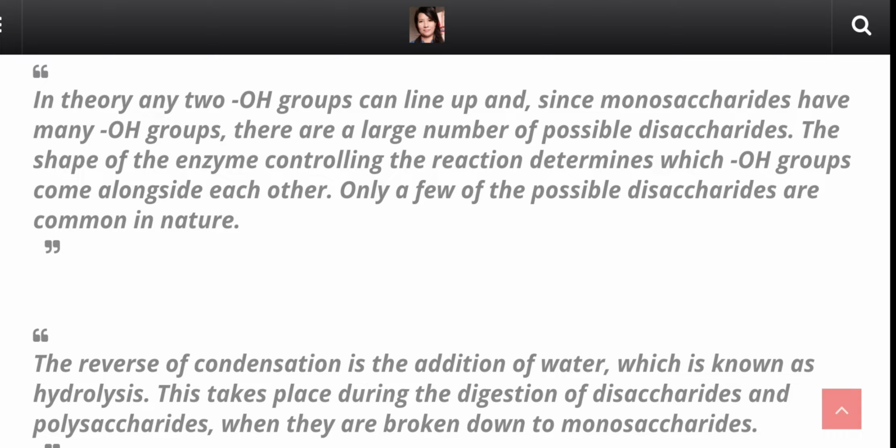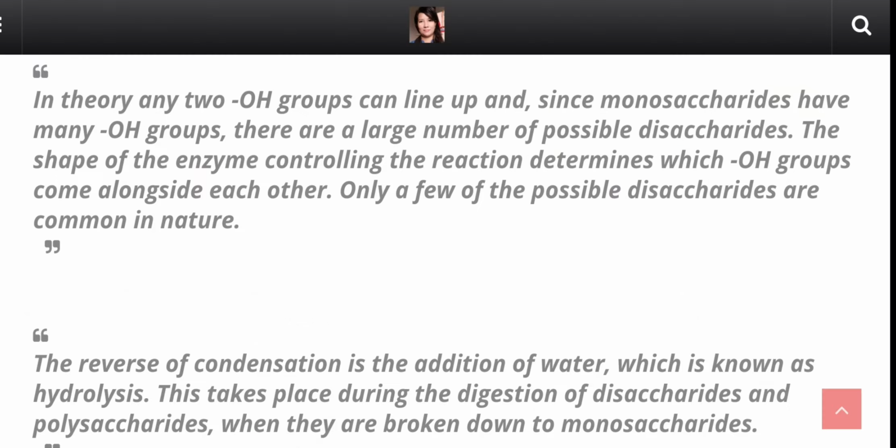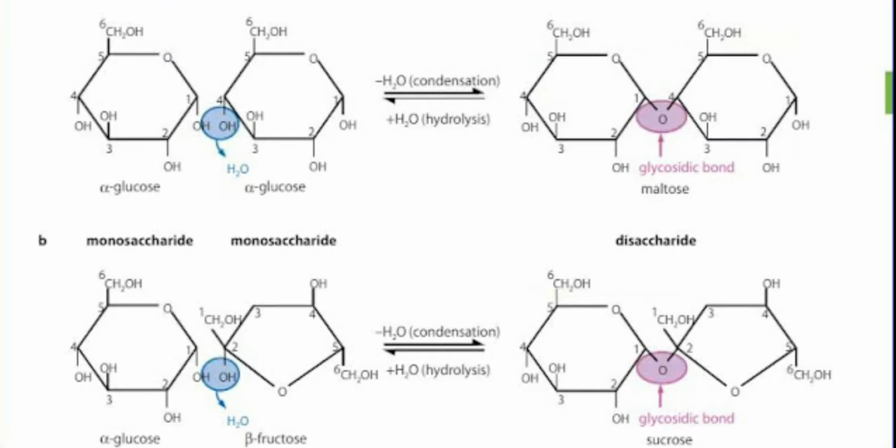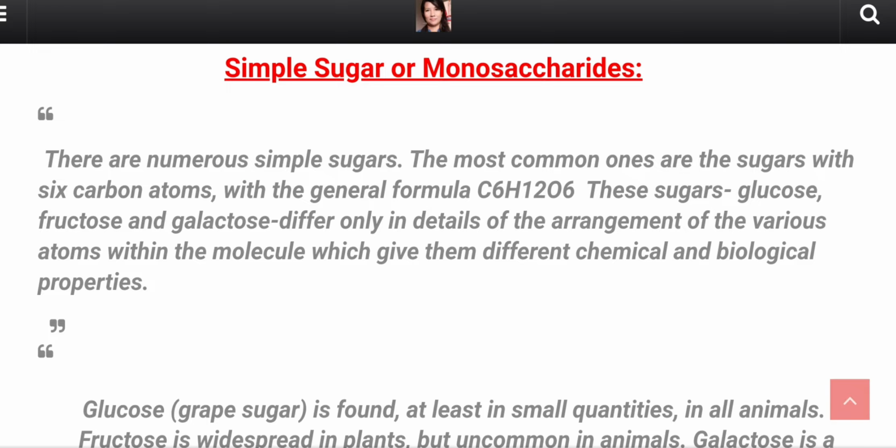The reverse of condensation is the addition of water, which is known as hydrolysis. This takes place during the digestion of disaccharides and polysaccharides when they are broken down to monosaccharides. They are broken down to what? Monosaccharides.